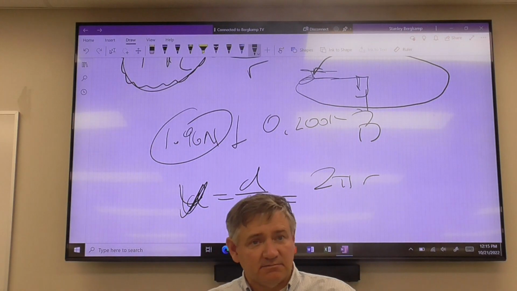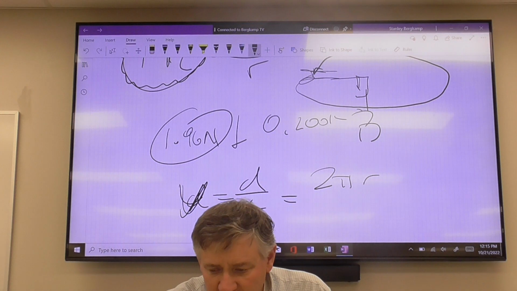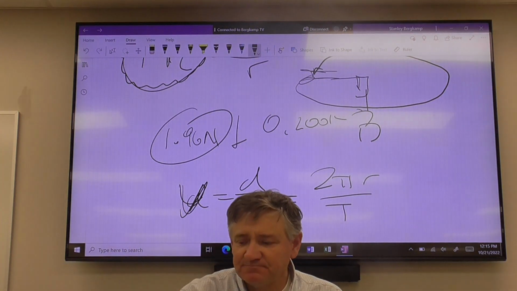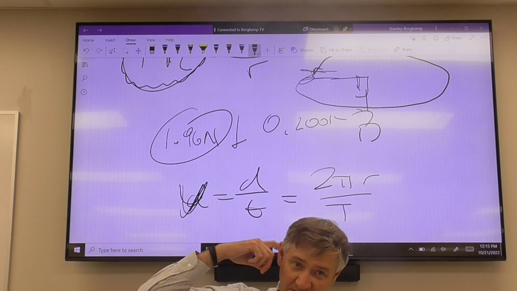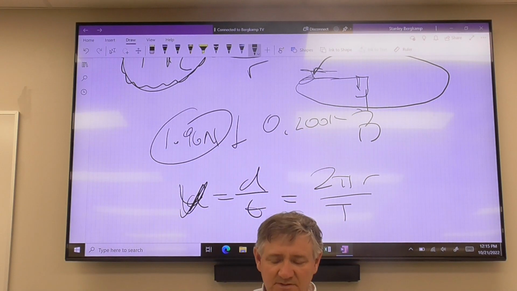So we have the radius. Got that. So we can calculate the circumference. Then we're going to divide by uppercase T. This is the hardest part of the whole lab, measuring the period for one revolution.